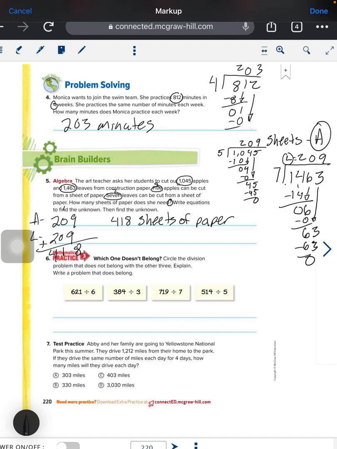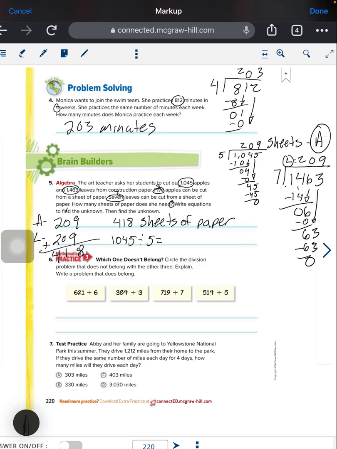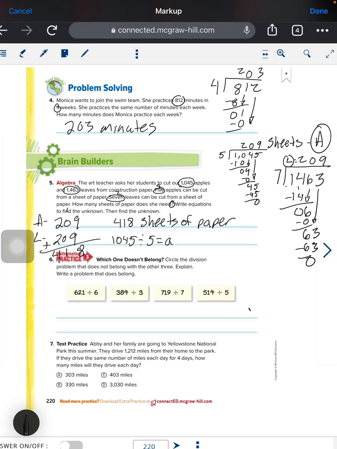Construction paper. Now we need to write the equation. And what they want you to do is write the equation like this. 1,045 divided by 5 equals, now we have to add the unknown. Let's just say A. A for apple. And then we found it, so we know that A equals 209.